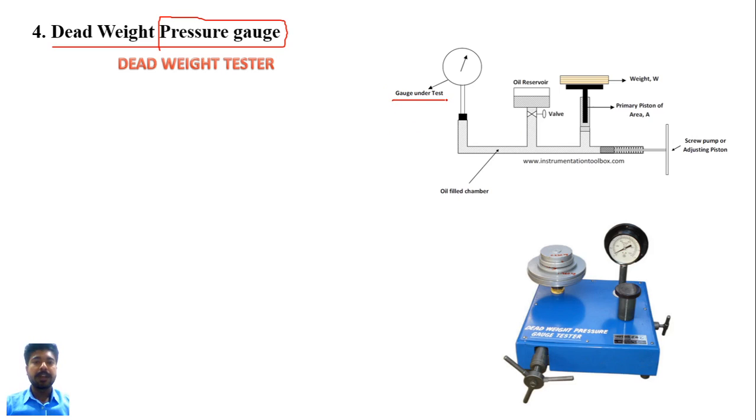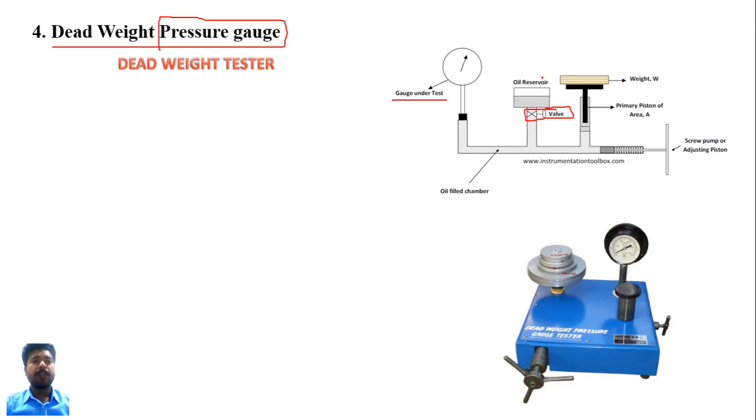First one is the gauge under test. This one is our pressure gauge. In this diagram you can see it over here. Second is the oil filled chamber over here, that is the oil filled chamber. Here it is the oil reservoir. Here it is the valve.